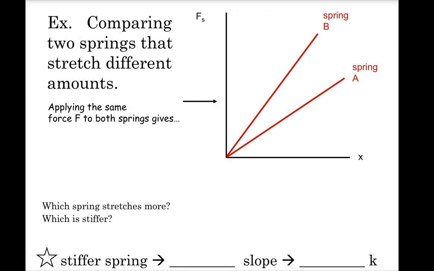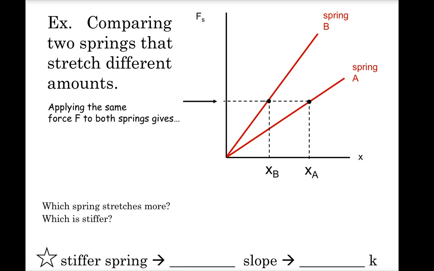Reading graphs. Spring A, spring B. Describe them. Do a quick sketch of the graph, label them, describe which spring is which. Press play to check your work. Ready? Well, let's see. There's our force. There's our force on spring B. There's our force on spring A.